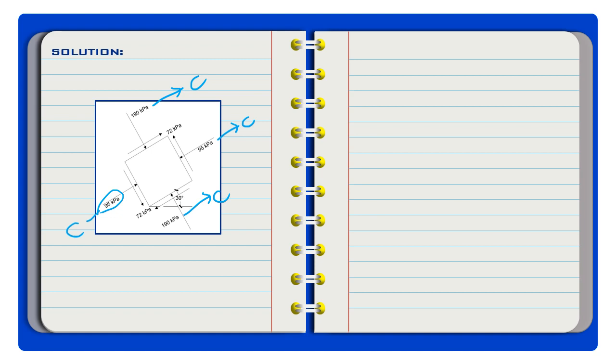So, since all of them are in compression, therefore we take these stresses as positive normal stresses. Since the normal stresses are positive, we now need to take the shear stresses. So, let's start with the shear stresses on this plane.